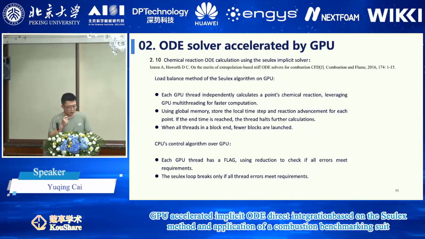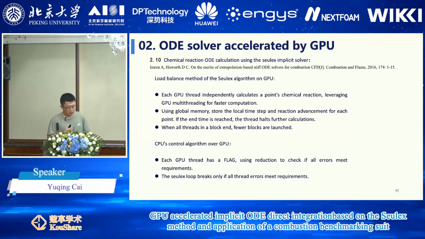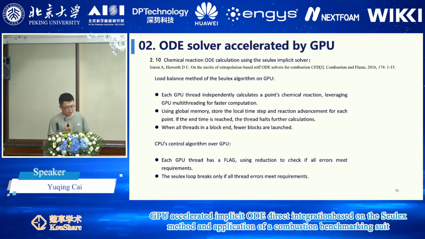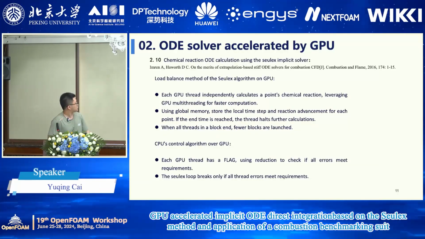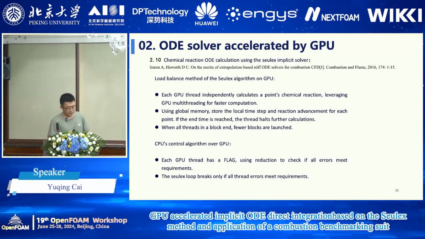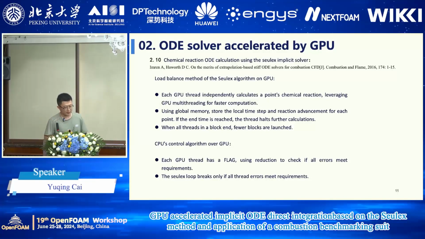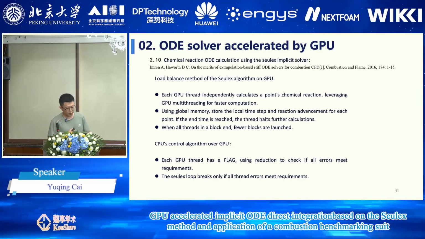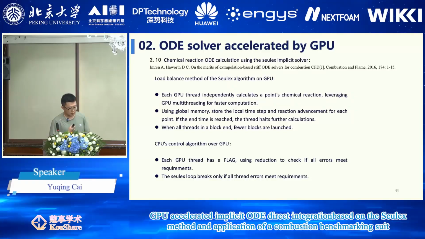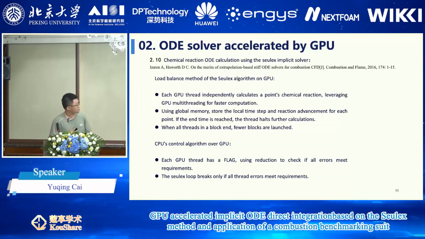Well, the CPU and the GPU are very different in computer architecture. So we have developed a load balance method and CPU control algorithms to leverage the GPU performance for our package. For the load balance method, each group of threads independently calculates a point chemical reaction, leveraging GPU multi-threading for faster computation.